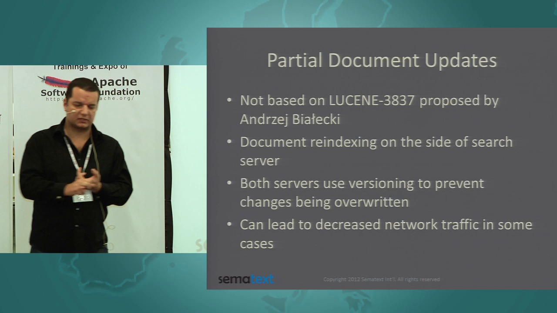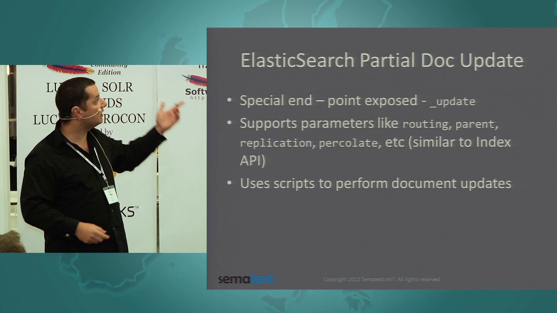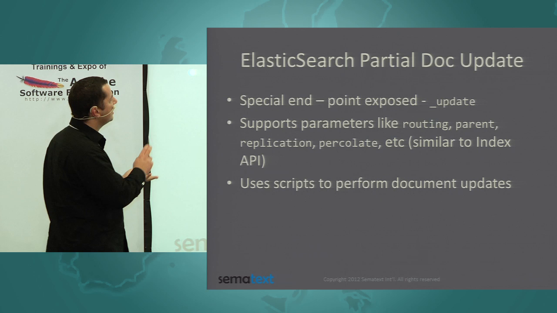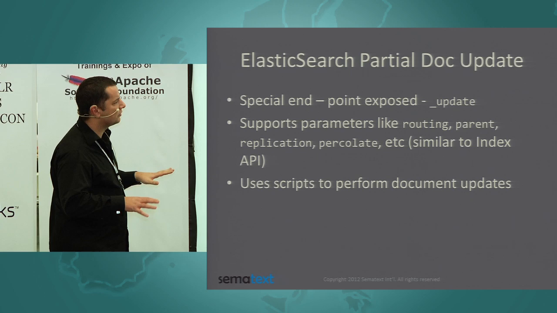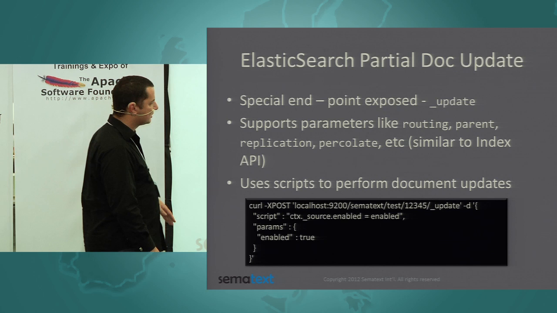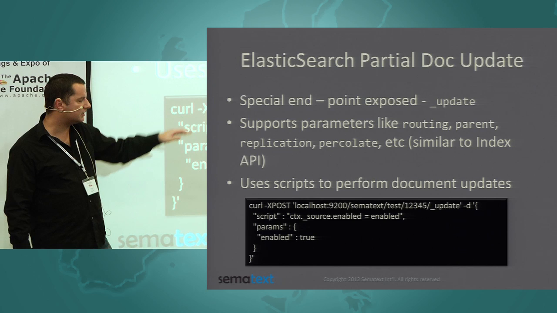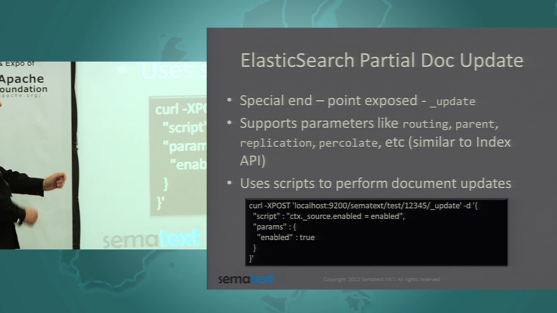In Elasticsearch, there is a special endpoint exposed. It supports parameters similar to the index API, so it supports routing, percolate, parent, and anything like that. And Elasticsearch uses scripts to perform updates. Here is a view of how such an update works. It's a simple script that says to set the field enabled to a value, and the value is actually provided here. You can also set it in the script, but Elasticsearch allows you to have multiple params, so you can easily edit it.